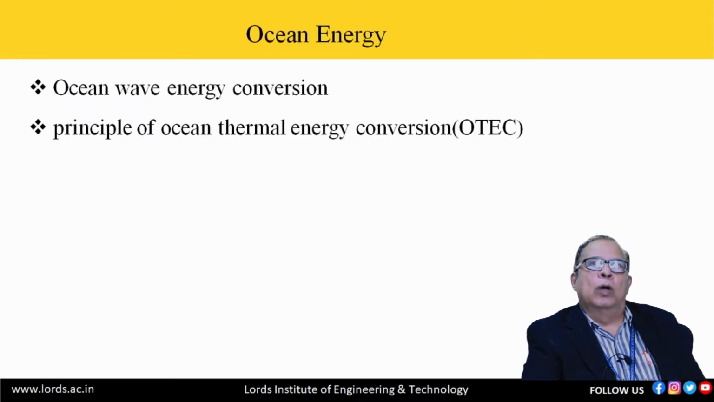Now for this ocean energy, one type of technology we use is ocean wave energy conversion, and the second one uses the principle of ocean thermal energy conversion. That means the thermal gradient which occurs in the ocean, we use it for generating electrical power. These are the two technologies by which we can generate electrical power using the ocean waves as well as the thermal gradient in the ocean water.